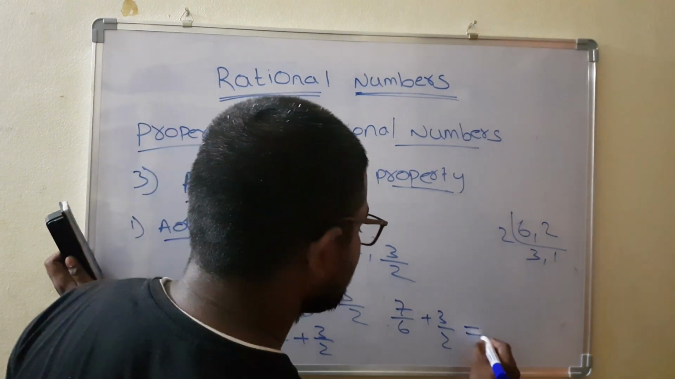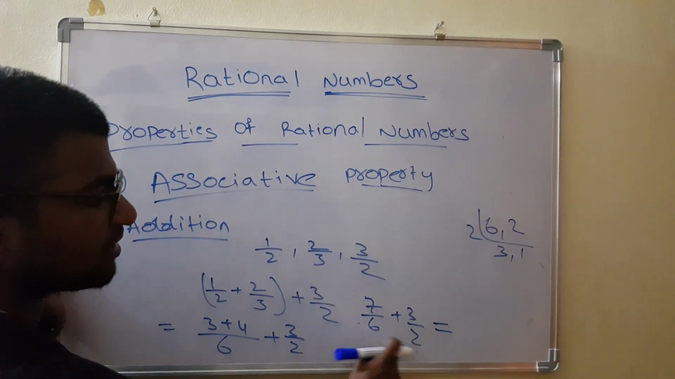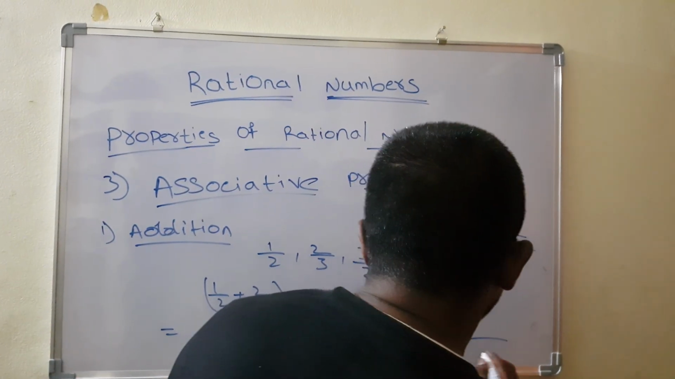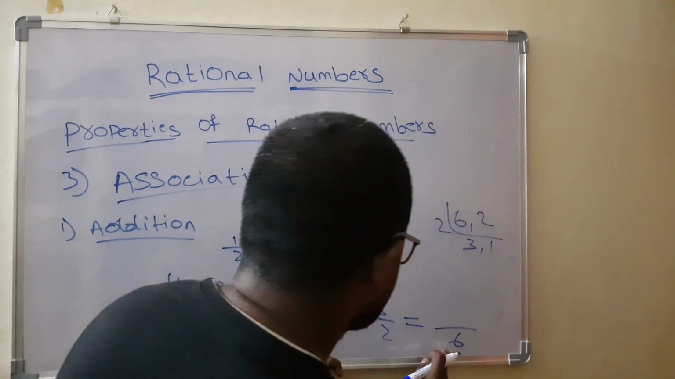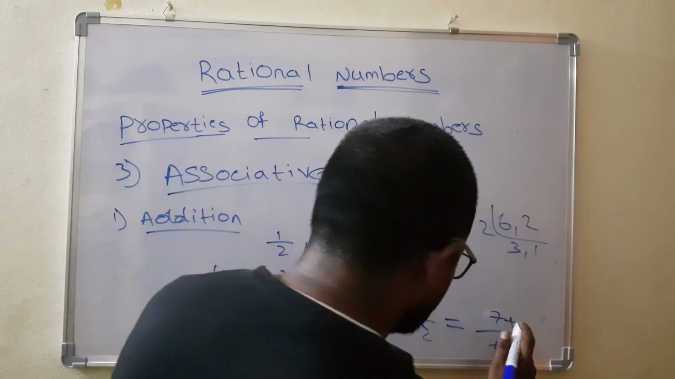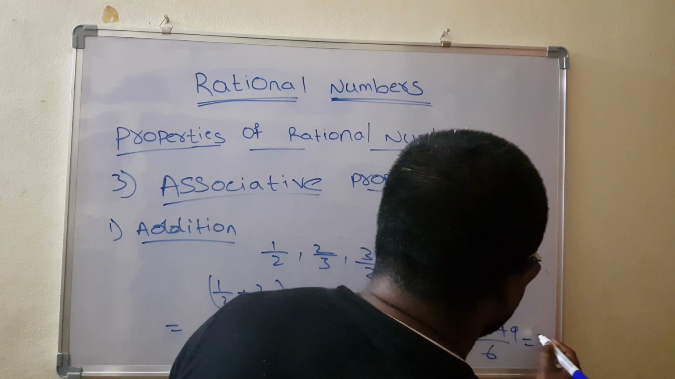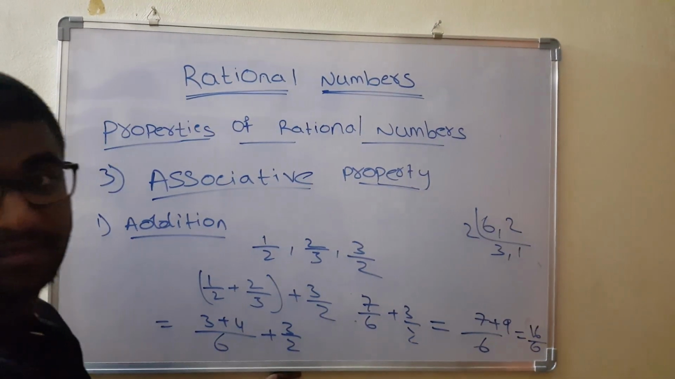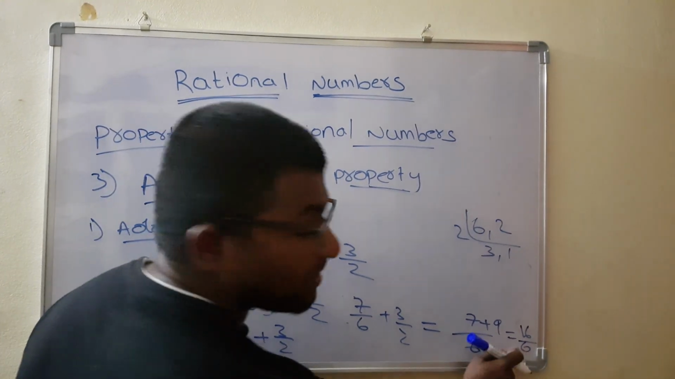What is the result? What is the LCM of these two numbers, 6 and 2? The LCM of these two numbers is 6. 6 1 is 6 plus 7. 2 3 is 6, 3 3 is 9. That is 16 by 6. 16 by 6, this is the final result.